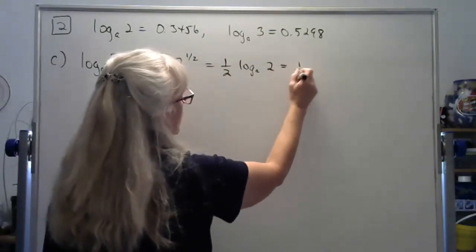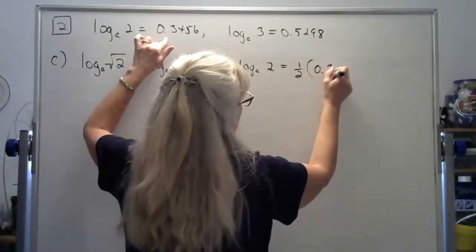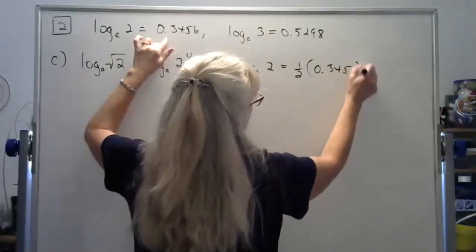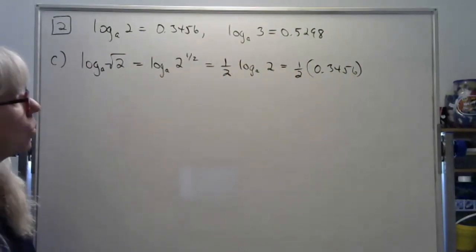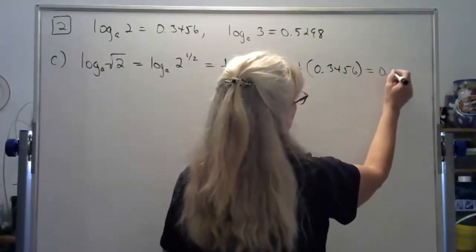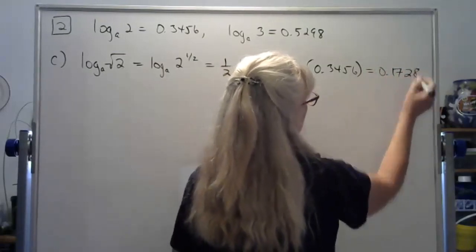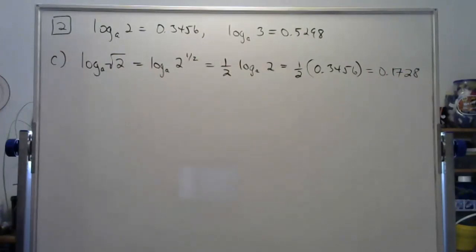So that means I'm going to have 1/2 times, and now we'll do the replacement. We'll take out the logarithm and plug in the equivalent. So we have 1/2 times 0.3456, and that's going to give me 1.1728 if I've done my arithmetic correctly. So, and that was a radical.